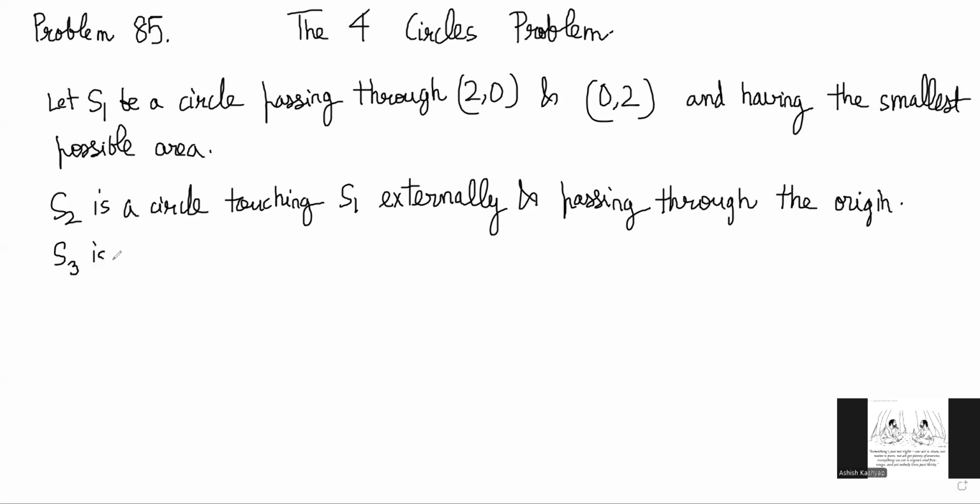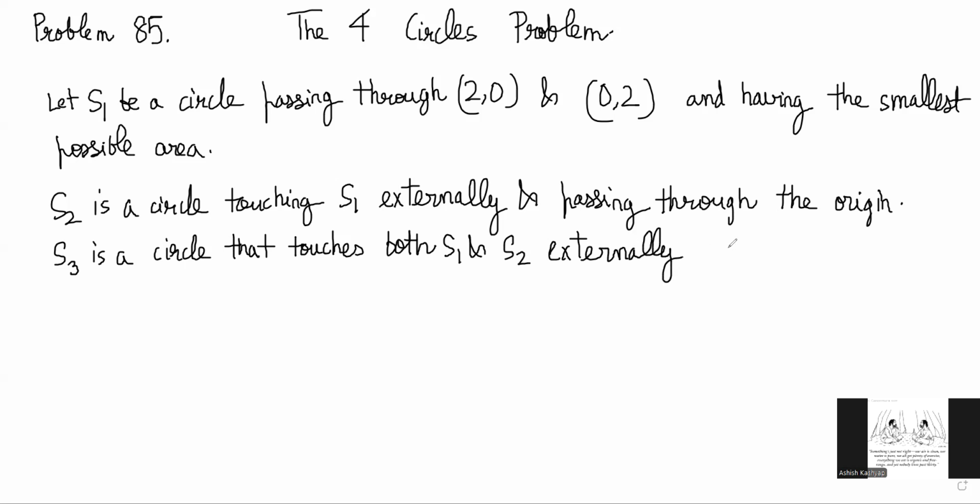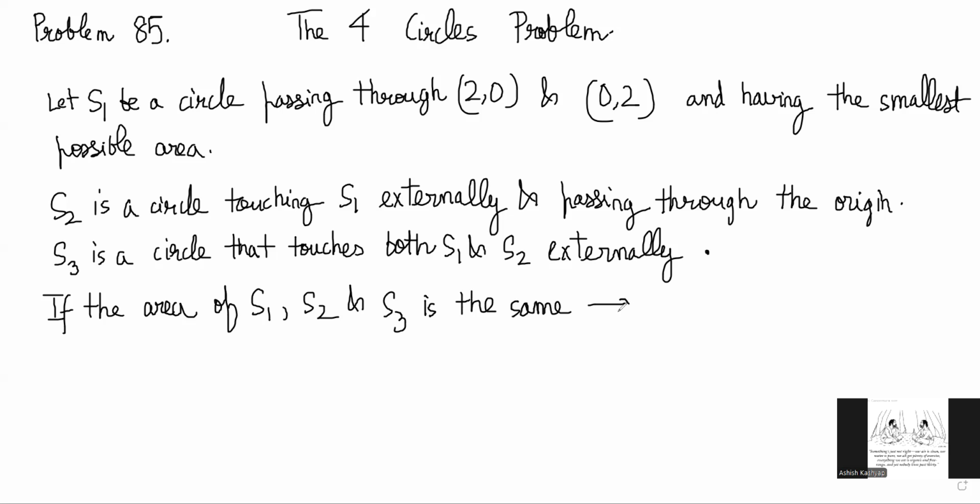S3 is a circle that touches both S1 and S2 externally. Now, the question says that the area of S1, S2, and S3 is the same, and we have to find several things.